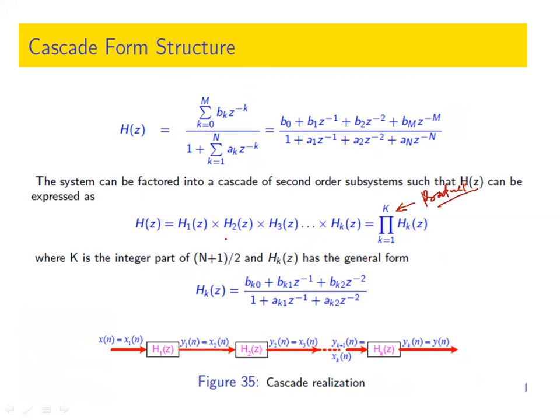So H1(z), H2(z), H3(z) can be written as Hk(z), where K is the integer part of (N+1)/2, and Hk(z) has the general form. Here this is the generalized form for the Hk(z) equation, for second order, which we have considered here. So Hk(z) equals bk0 plus bk1 z power minus 1 plus bk2 z power minus 2. And so this way we are just arranging the functions.